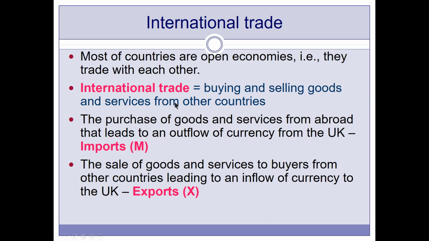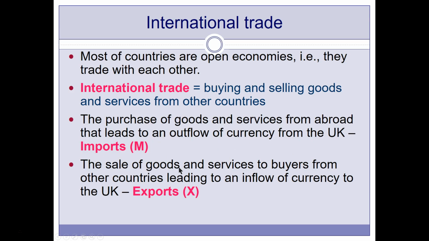So international trade is simply buying and selling goods and services from other countries. The purchases of goods and services from abroad is what we call imports. So when we buy something from France, for example, or from America, or when we travel to Europe for holidays, or when we study abroad, this is imports. We buy imported goods and services. This leads to an outflow of currency from the UK.